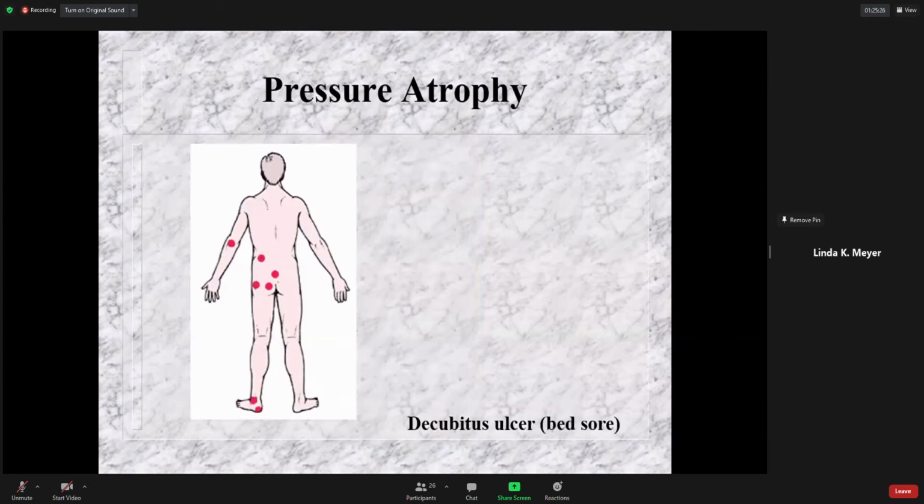Okay, so there are several applications of neurotrophic atrophy. More common would be carpal tunnel and Bell's palsy.